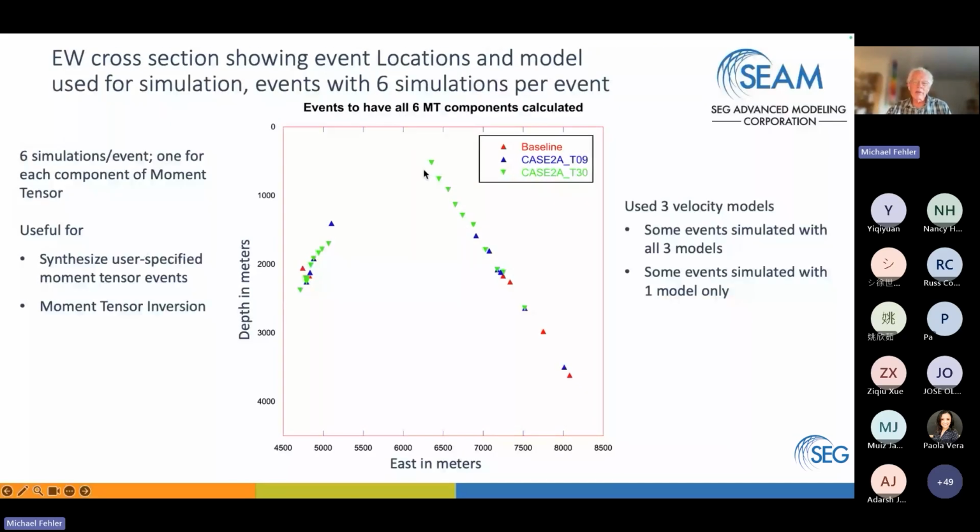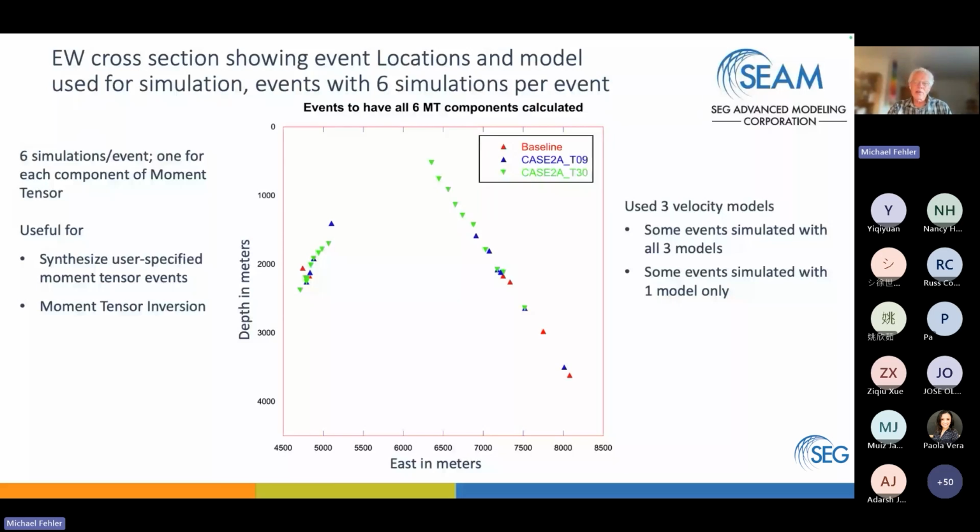And these were done in 3 different velocity models in the model with fluid migration. So the baseline model, the model at 9 years and a model at 30 years. So we could have data that are calculated in 3 different velocity models. So you could evaluate the effects of, say, location and moment tensor in areas where the model is poorly known, misspecified. So that's one set of events that we've simulated.